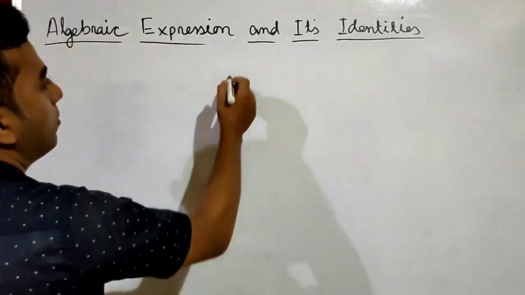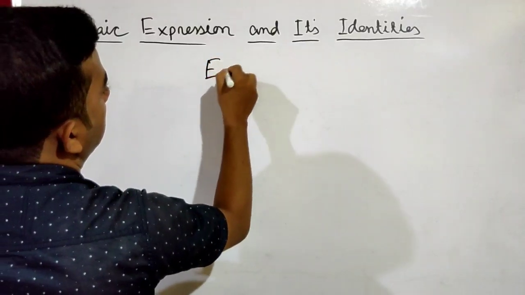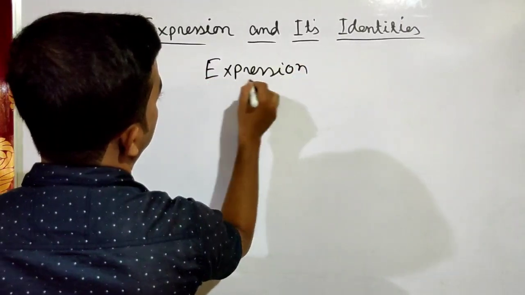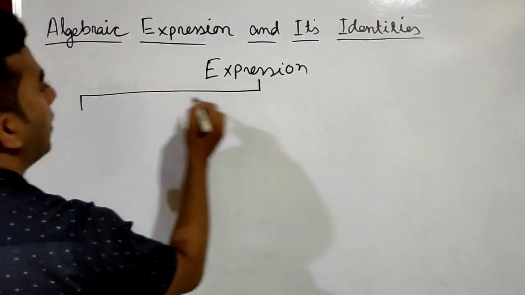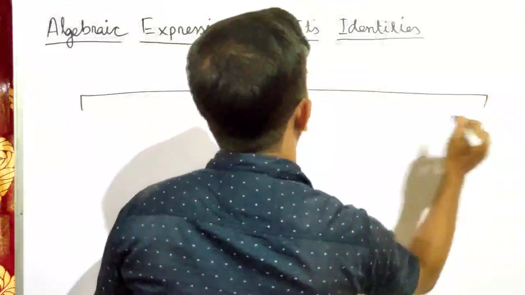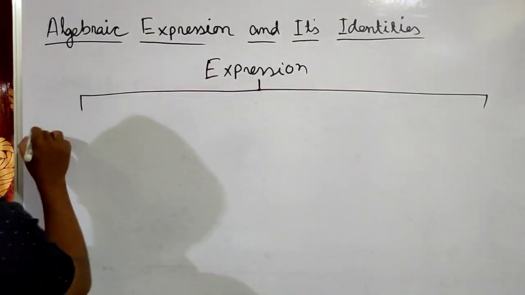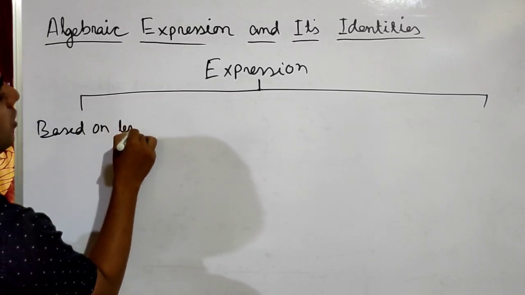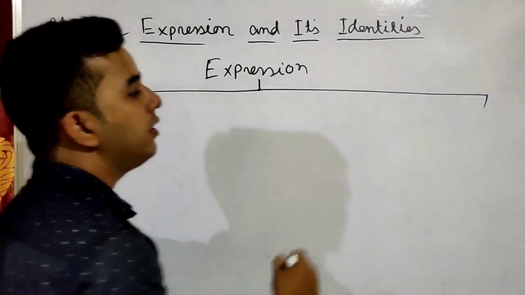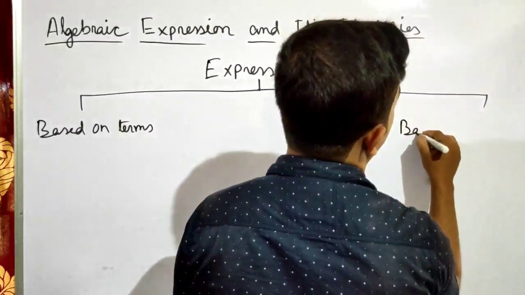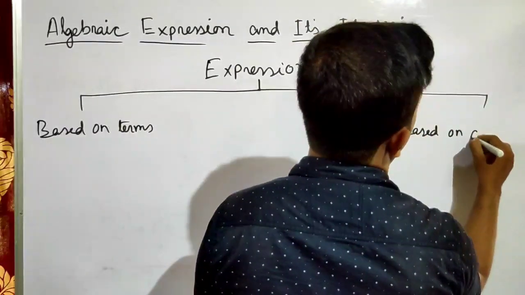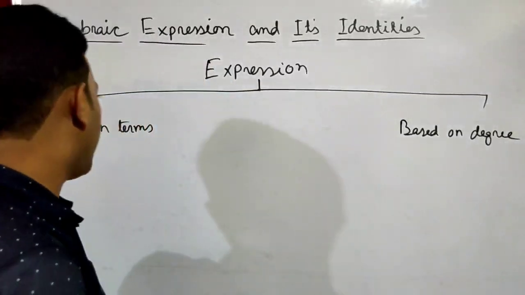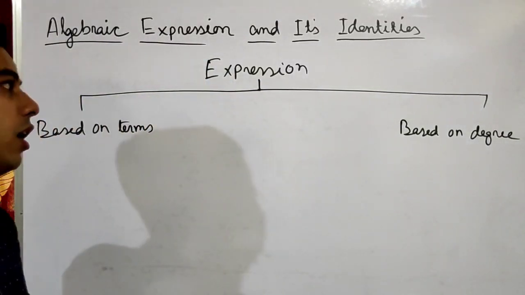Okay, polynomial, for example, expression. Expression is divided into two ways. Number one is based on terms, and this one is based on degree. Okay, so now based on terms, again there are many types of expression.